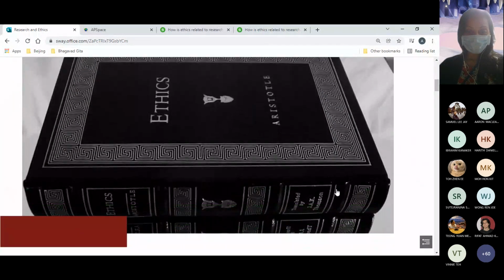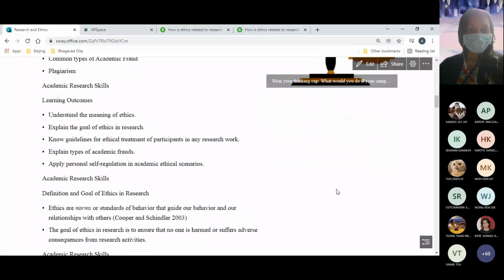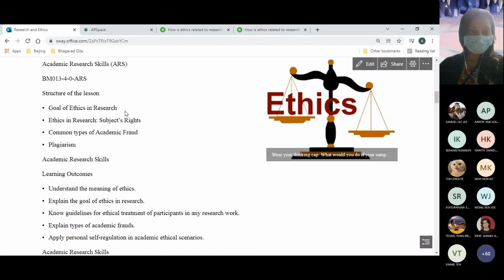Okay, now, so today we're going to look at this element. We're going to look at the goal of ethics. We're going to look at subjects' rights. Okay, by now you should know the term subject. So when we say subject's rights, what are we referring to, guys? What is subject here? Can I get some reply? What is subject?